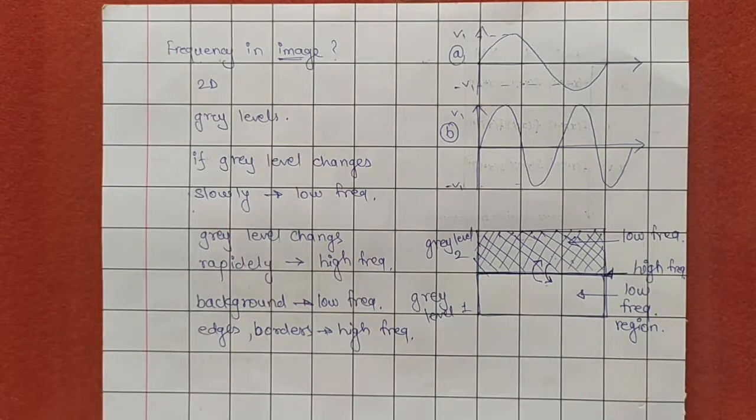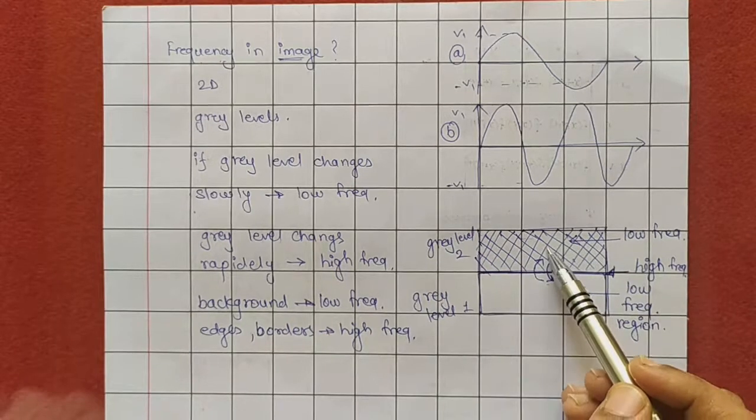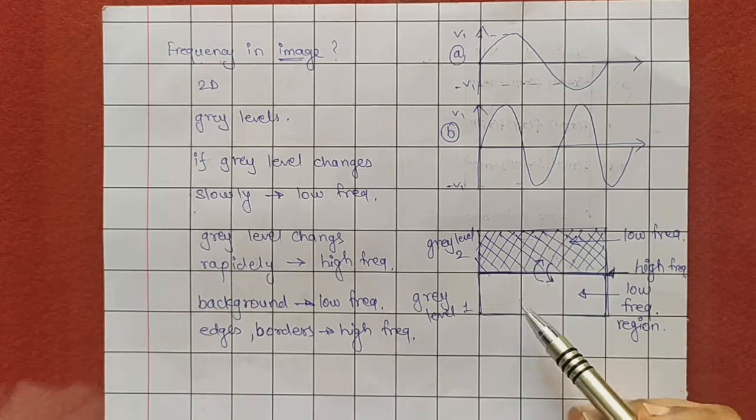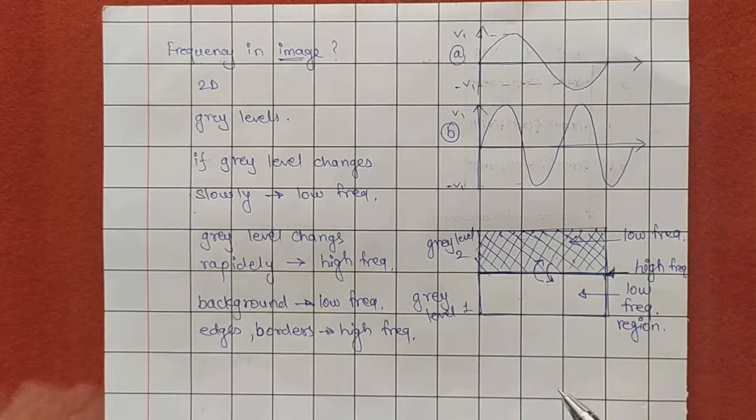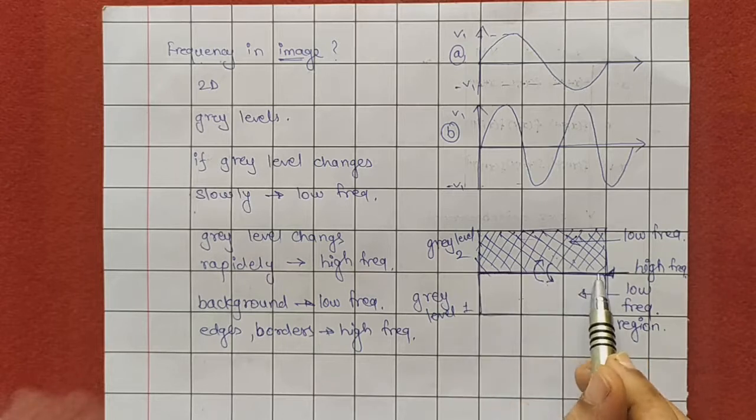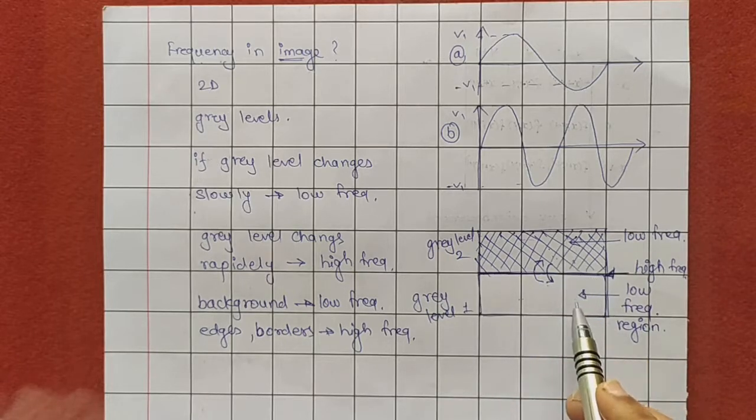Now, as we have seen, with the help of neighborhood processing we can perform different filtering operations, such as low pass filtering and high pass filtering. When we perform low pass filtering, we are only passing the low frequency region, so the high frequency region is removed from the image. And when we perform high pass filtering, only the high frequency region is passed and the low frequency region is removed from the image.